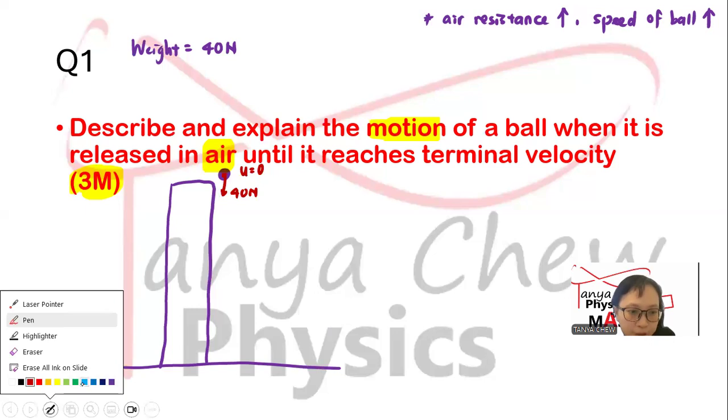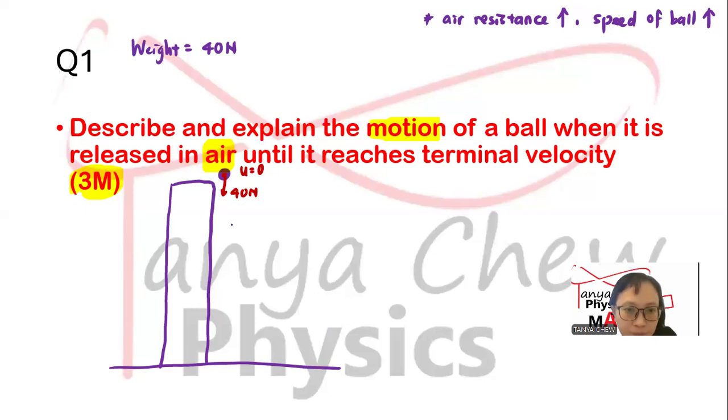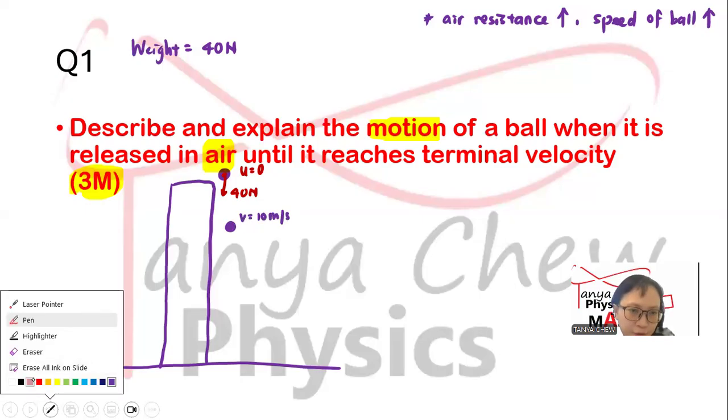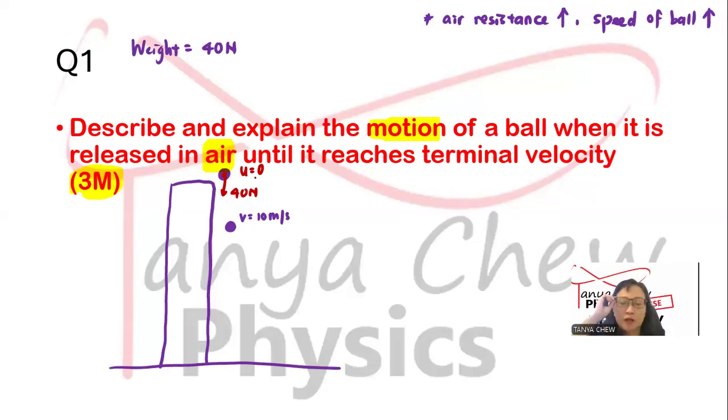Now, at this point, let's say I'm going to put in some numbers so that you can see. The speed of the ball is 10 meters per second. Let me write this down first. Initially, the ball is not moving. So the only force that acts on the ball is the weight of the ball, which gives the ball the resultant force equal to 40 Newton. I put FR. FR represents resultant force.